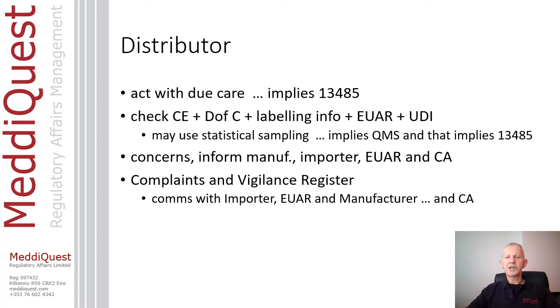The distributor has a smaller set, but the same sort of responsibilities. You see a lot of duplication here. This is what we mean by people being jointly and severally responsible. If there's a problem and three people have a duty to be looking at, for example, the declaration of conformity, one of them should pick it up.